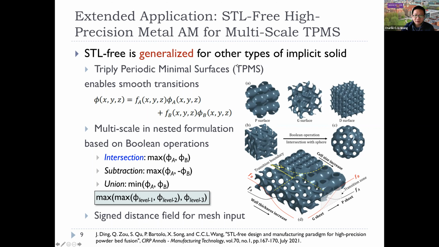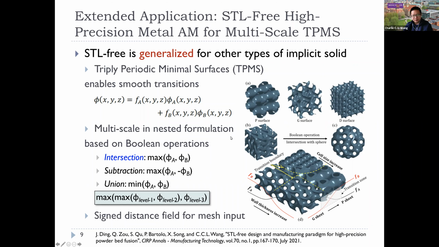For those people who are familiar with TPMS, you will know that it is very easy to represent a smooth blending from multiple types of TPMS surfaces. You can see in this figure a smooth blending from the P surface to the G surface and to the D surface. And then we are able to apply multiple-scale modeling by nesting those TPMS surfaces with different frequencies onto the same model by simply applying Boolean operations, such as intersection or union.